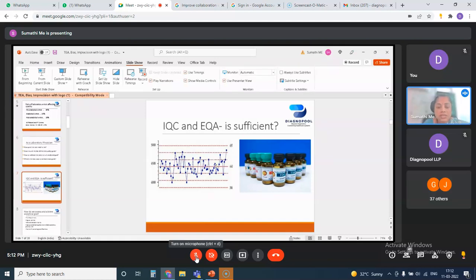So when we look at the internal quality control, we are assessing the internal quality control on a daily basis. So this is a daily activity and this is a monthly activity. EQA is a monthly activity.